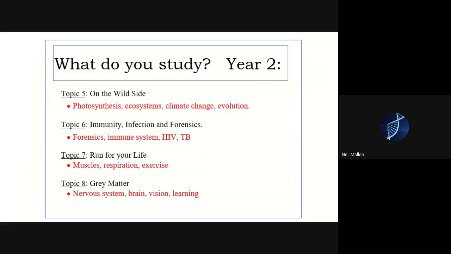Topic 7, Run for Your Life. This is looking at muscles, respiration, and exercise. So that builds on the topic 1, where we're looking at the cardiovascular system. And then topic 8 is grey matter. So that's looking in detail at the nervous system, the brain, vision, and learning.